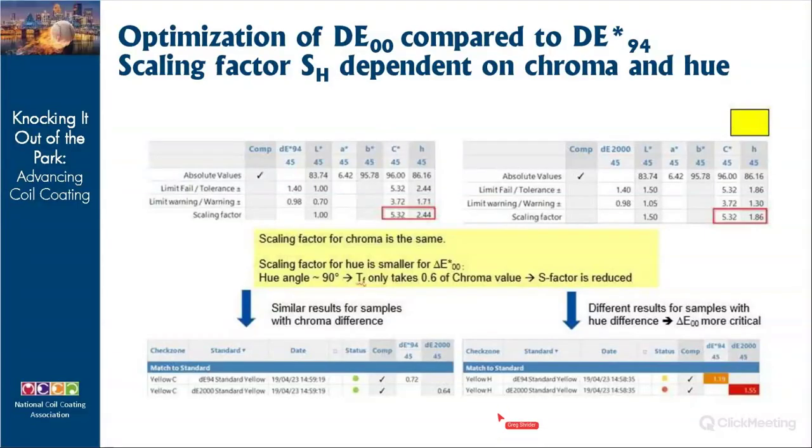So here we see, again, these scaling factors coming down from 5.32 to 2.44. Similar results for chroma. We have very similar delta E values. So chroma differences aren't impacted there. Where I have a difference for hue, then I start to pick up larger delta E's and I'm outside my tolerance.